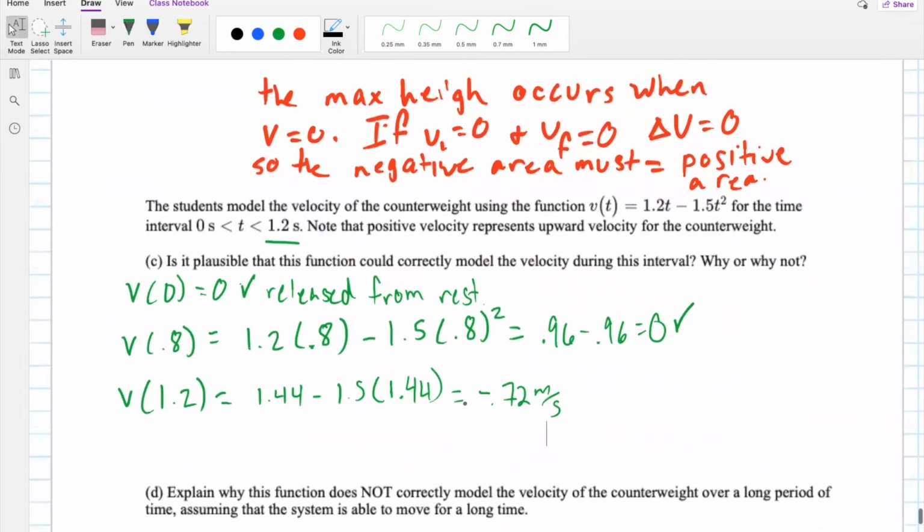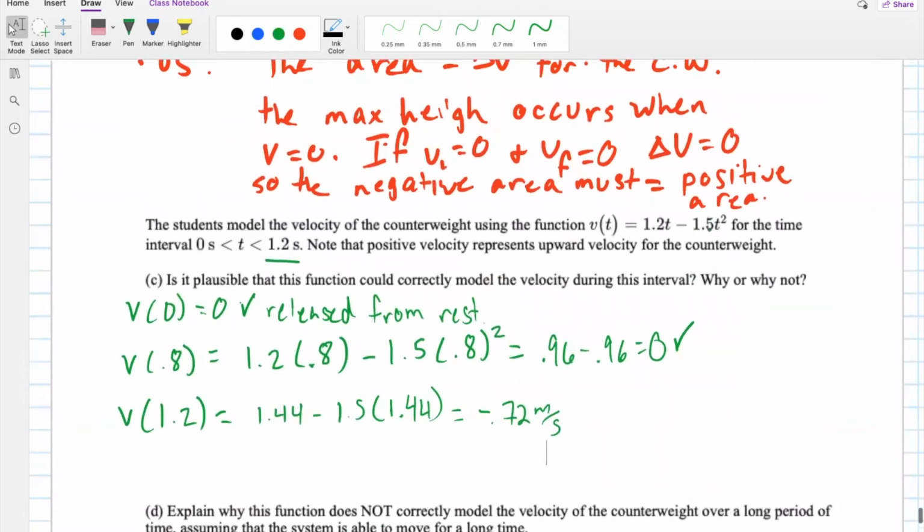I do have a problem with this though. This does imply that the acceleration would continue to grow indefinitely in the downward direction. But once the bucket is empty, the mass no longer changes. And once the mass no longer changes, the acceleration is not going to change. It's going to be fixed.